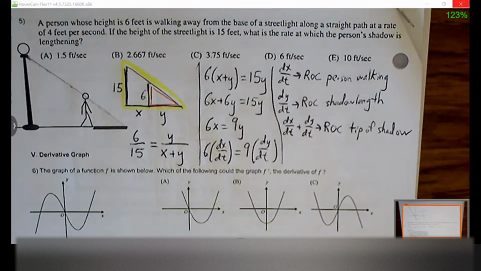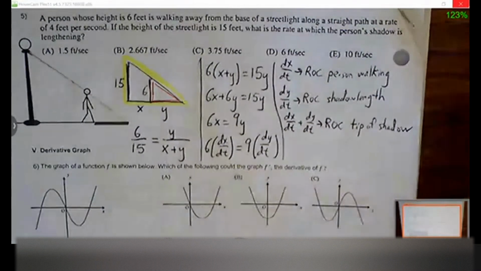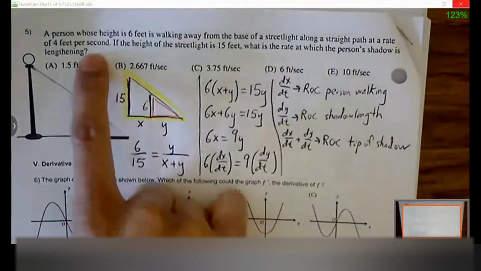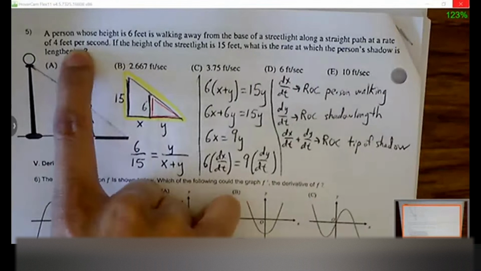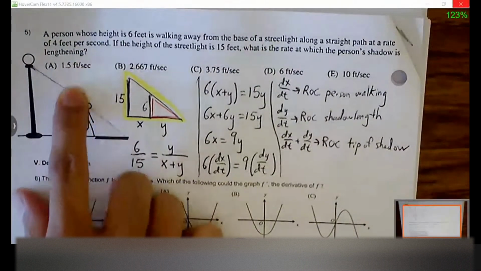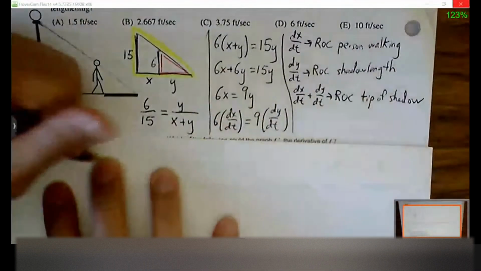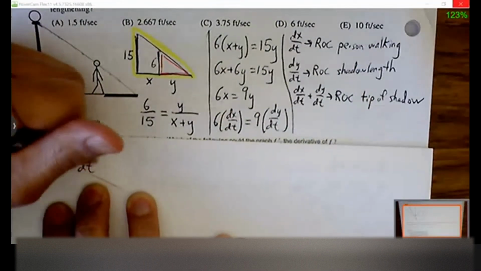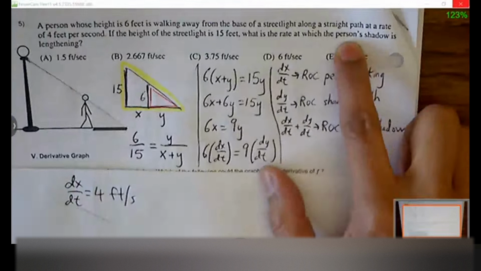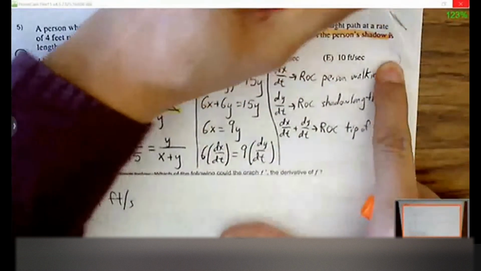Okay, so from here, we have our equation. Let's see what information they give us. They say that the person is walking away from the lamppost at 4 feet per second. So we know this distance is getting larger. So we know dx/dt is going to be 4 feet per second. And it's asking, what is the rate at which the person's shadow is lengthening? So really, we're just trying to find dy/dt.